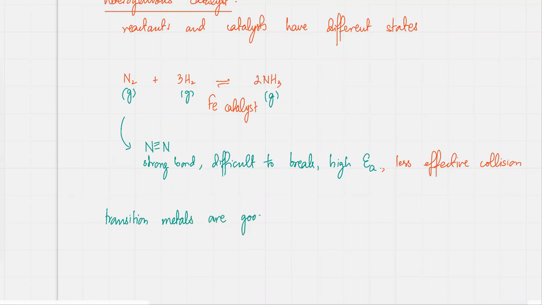So how can a transition metal speed up the reaction? Like, how can it do that? The N has a triple bond. How could the transition metal help you break that? So a transition metal is a good catalyst.